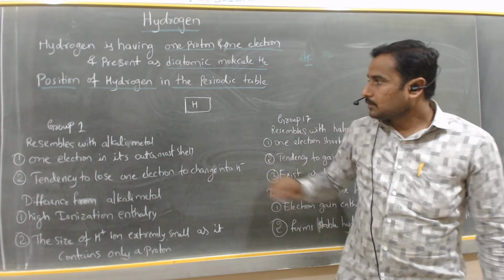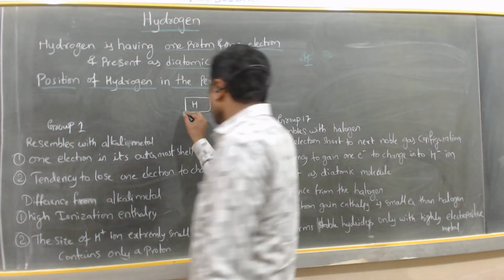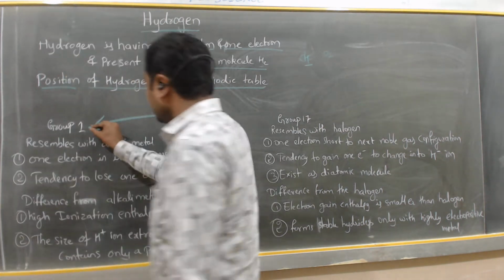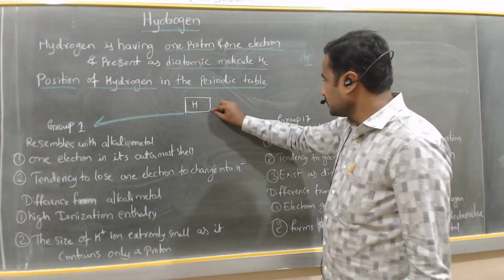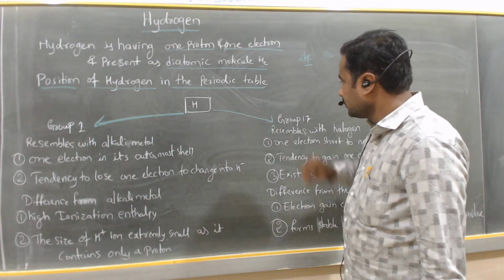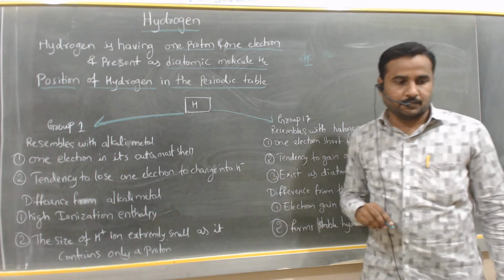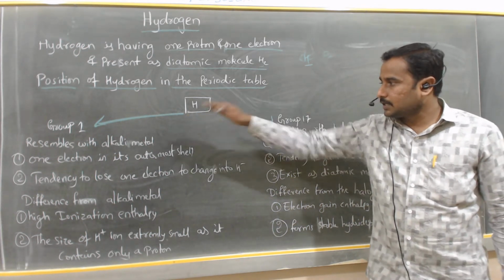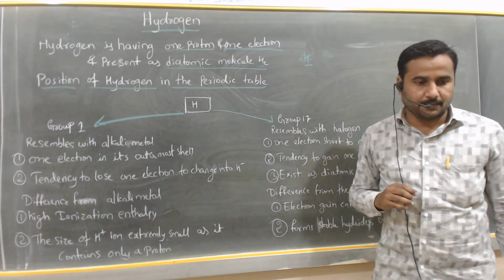Because hydrogen has similar properties with the group 1 elements, and it also shows similar properties with the group 17 elements. Hydrogen is one element that shows similarity with the group 1 elements and also with the group 17 elements.